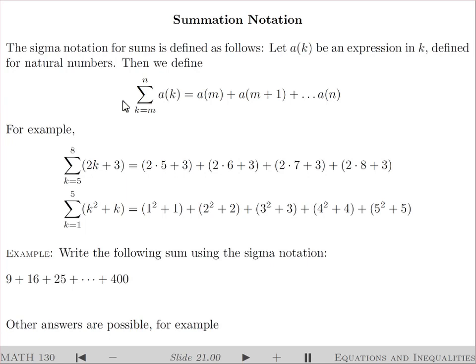Evaluate the function a of k at those numbers. Take the sum of those values. So a of m plus a of m plus 1 plus a of m plus 2 all the way up to a of n. So we step through the natural numbers.